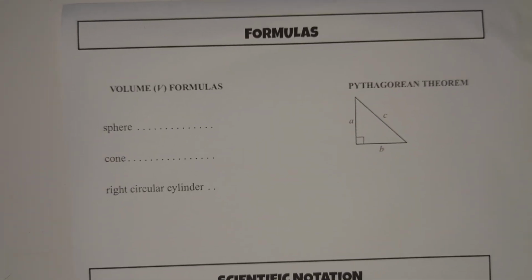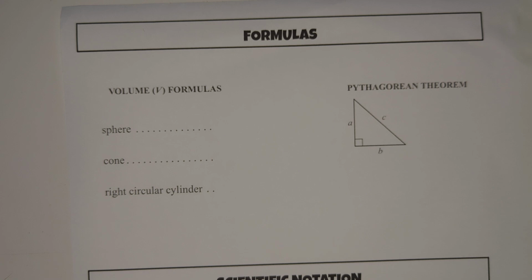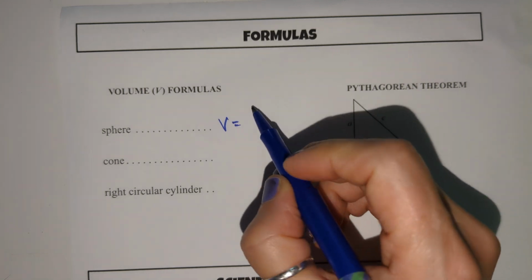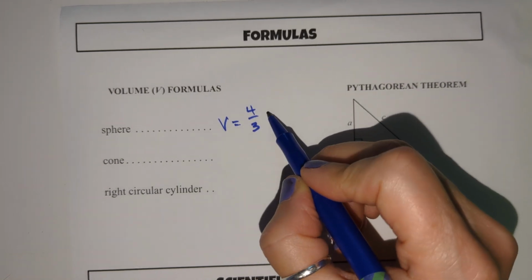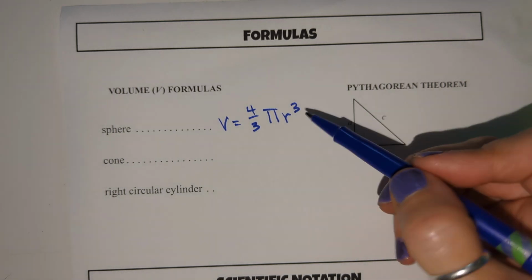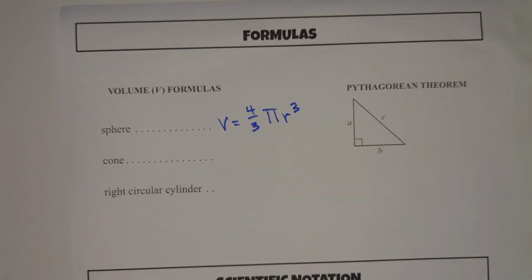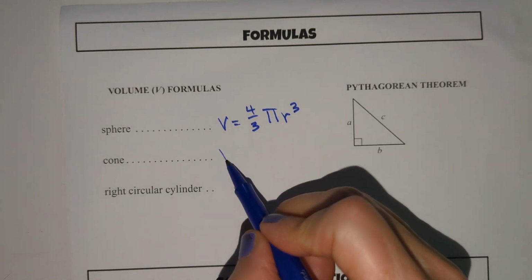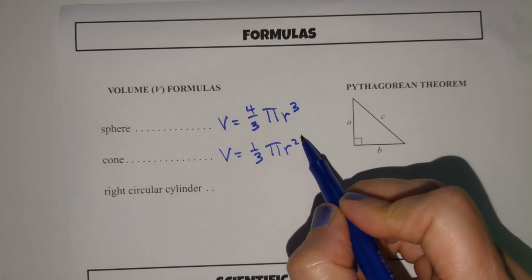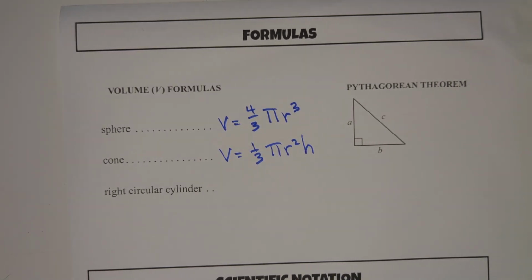We have our formulas. We just did our formulas quiz, so these should still be pretty fresh for you. So our sphere, our volume equals 4/3 pi r cubed. Make sure you've got that as cubed there. Sphere is the only one that's got a cube to it. Our cone, V equals 1/3 pi r squared h.